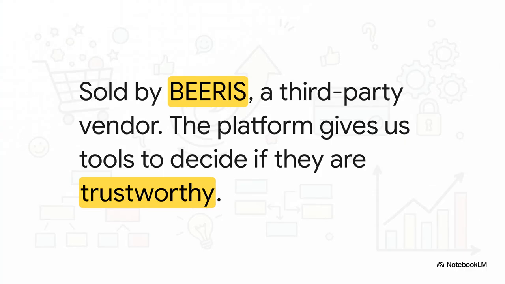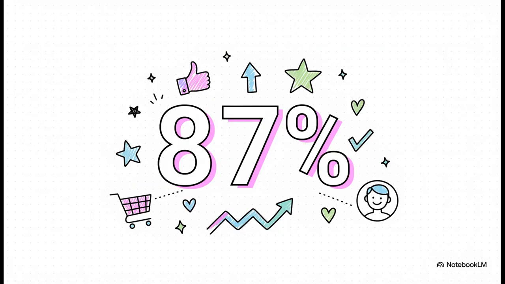So the seller here is Beerus. Not exactly a household name, is it? This is a third-party vendor. And that means the marketplace itself has to give us the tools to figure out if we can actually trust them. And here's the first tool we get, a positive seller rating. 87%? Okay, that seems pretty solid. That number is designed to give you a quick shot of confidence, a little signal that most people who buy from them walk away happy.